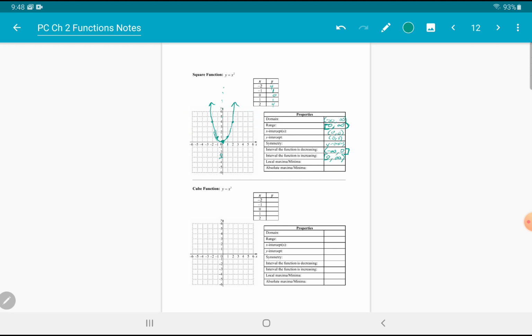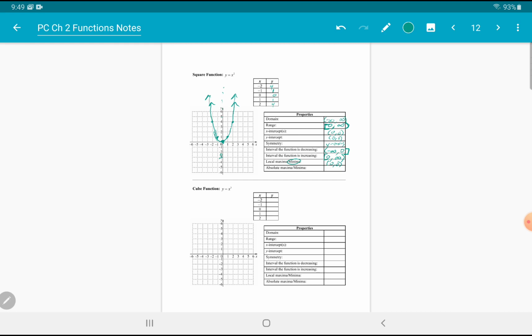Is there a local max? Well, this graph keeps going higher and higher. There is no maximum that we have here. Does it have a minimum, though? We do have a minimum occurring at 0, 0. Okay, so our min is occurring at 0, 0. That's going to be our local min.